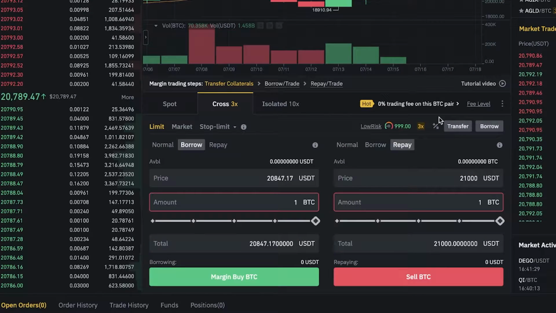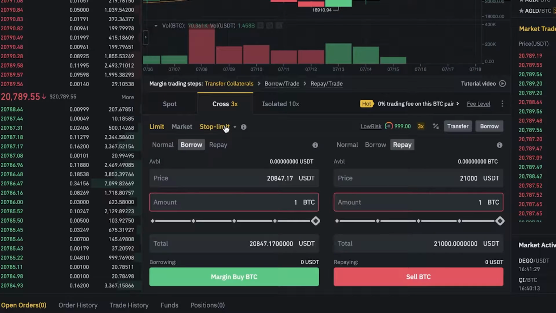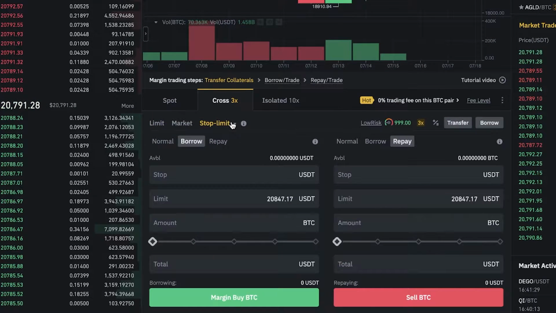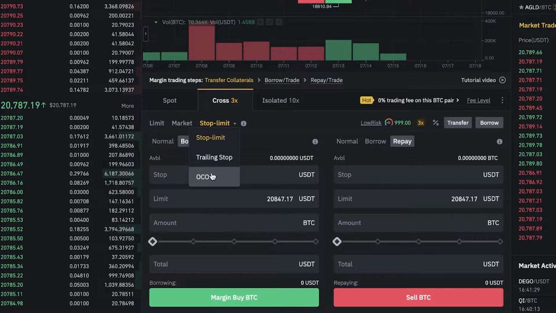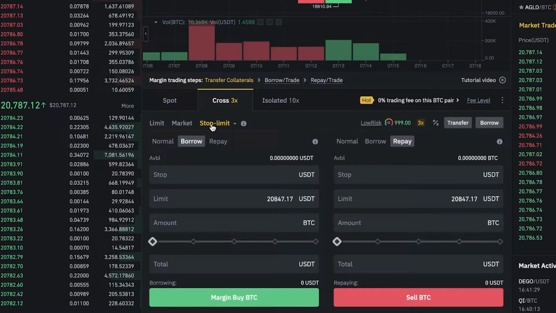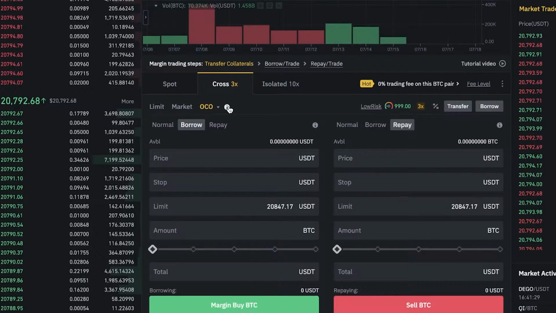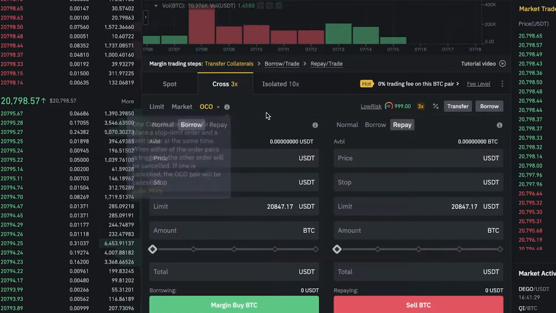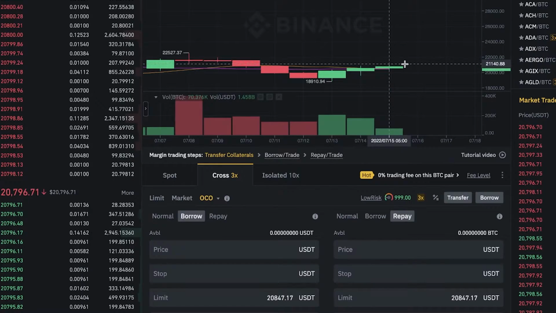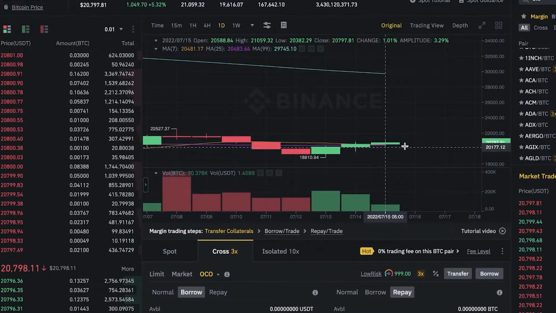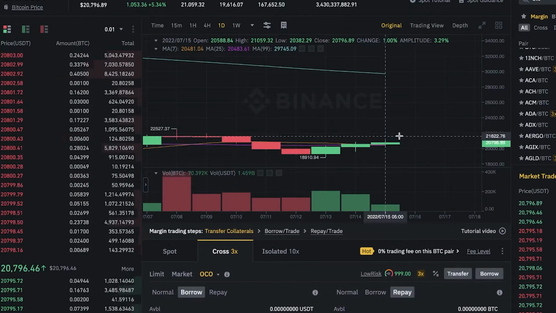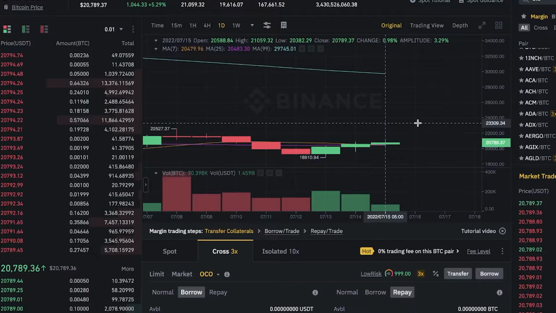Now, there is another thing that you need to keep in mind, which is risk management. For that, you're going to go into stop limit, and then within the stop limit section, you have a drop down menu, and you have OCO, which is basically one cancels the other. So for example, you are expecting the price of BTC to go up. The current price is 20,000 something, and you expect it to go to 21,000.